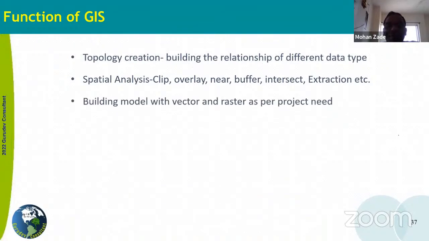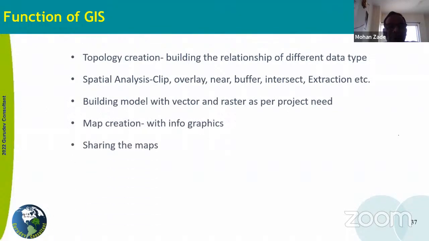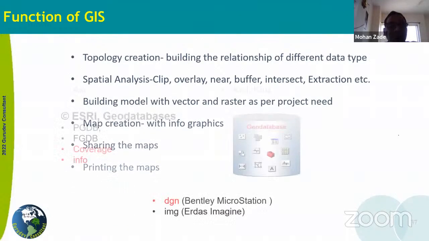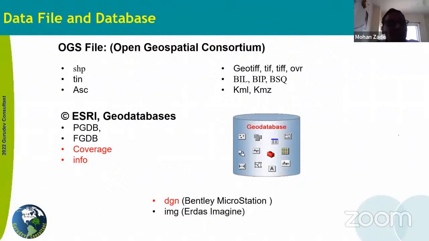You can build models with vector and raster data as per the project needs. You can create maps, share maps, and print maps. These are some of the normal file databases. First is the shapefile, then TIN, and then ASCII. These are known as Open Geospatial Consortium, OGC, formats.